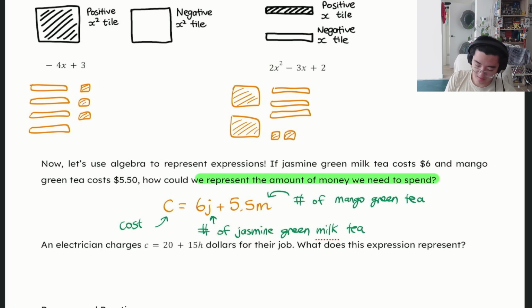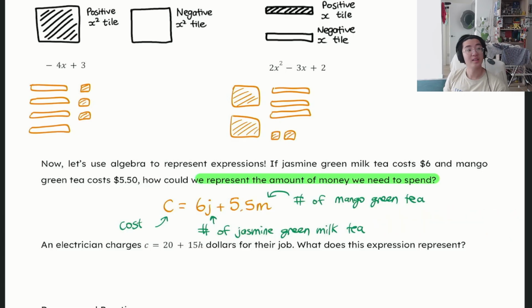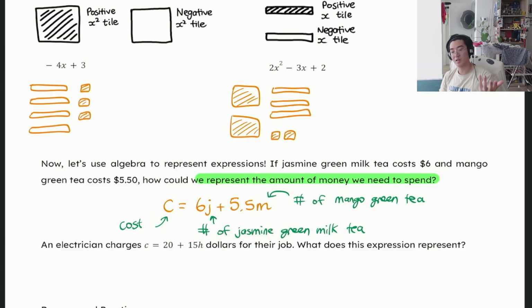And that's how I represent it. So let's say, for example, I want to buy 10 jasmine green milk teas, and 1 mango green tea. So I can just plug the numbers in. The cost will just be 6 times the 10 plus 5.5 times the 1, as an example. So that's why it's very useful, because the moment we have an equation like this down, we can just plug in whatever numbers we need. If I have 5 drinks, 10 drinks, we can just plug it in and immediately get the cost.